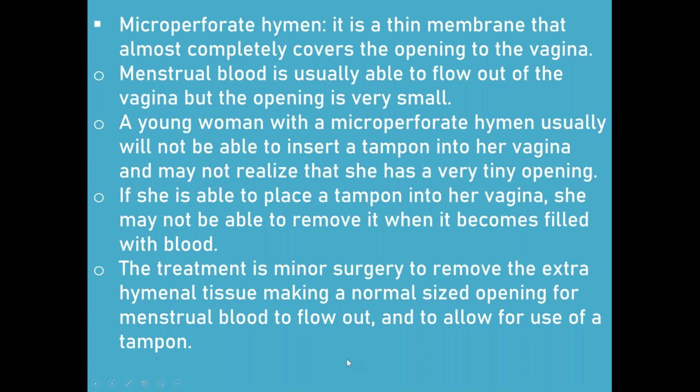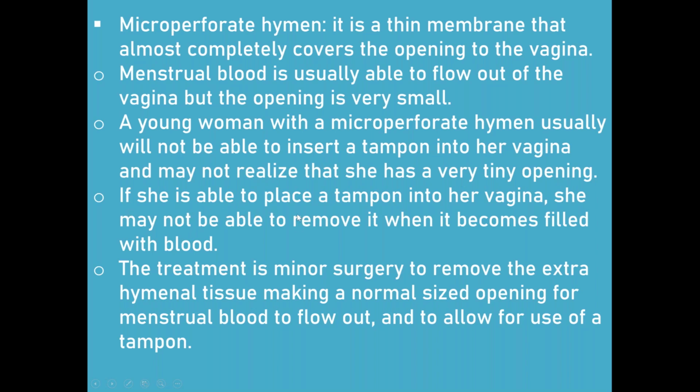The other type is microperforate hymen. It is a thin membrane that almost completely covers the opening to the vagina. Menstrual blood is usually able to flow out of the vagina, but the opening is very small. So a young woman with a microperforate hymen usually will not be able to insert a tampon into the vagina and may not realize that she has a very tiny opening. So this is a small opening, so it is difficult to insert a tampon.